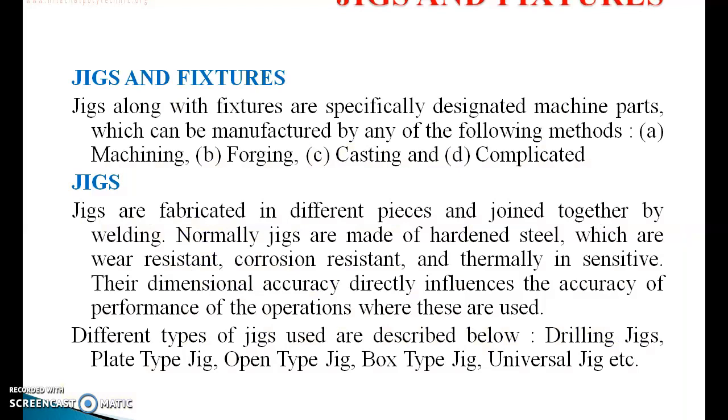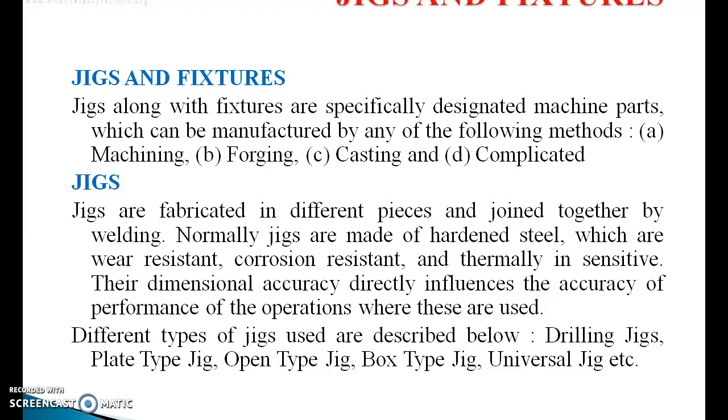So let us discuss jigs. Jigs, along with fixtures, are specially designed machine parts which can be manufactured by any of the following methods: A. Machining, B. Forging, casting and complicated designs.